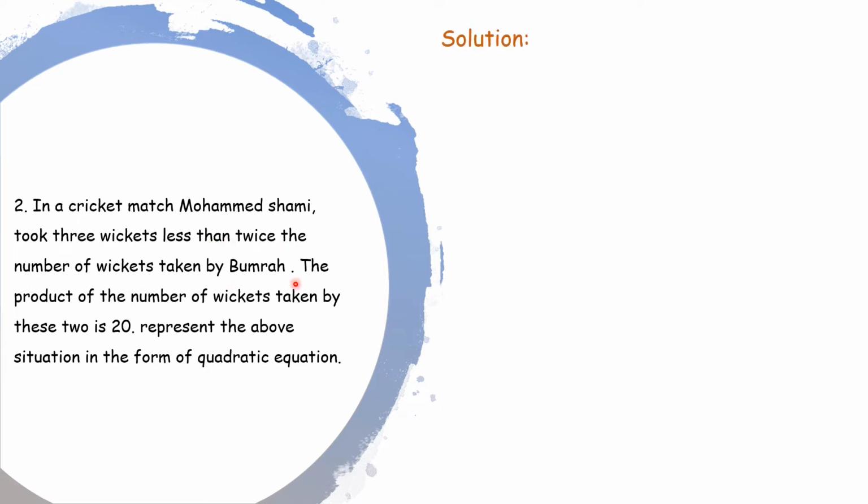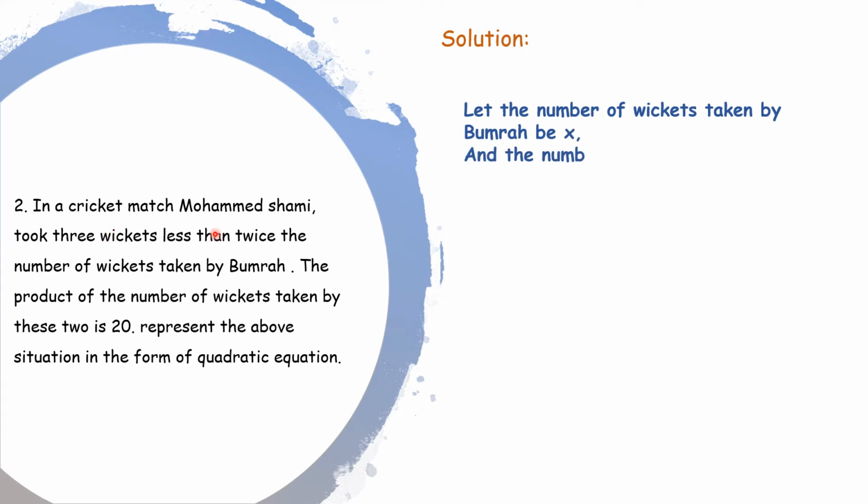So shall we see the solution for this? Let us assume the wickets taken by Bumrah as x. So what will be the wickets taken by Mohammad Shami? Can you guess? Wickets taken by Mohammad Shami is 3 less than twice, so 2x minus 3 is the wickets taken by Mohammad Shami. Got it? So this is the wickets taken by Bumrah and this is the wickets taken by Mohammad Shami.